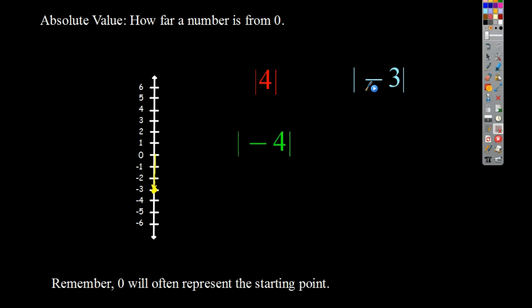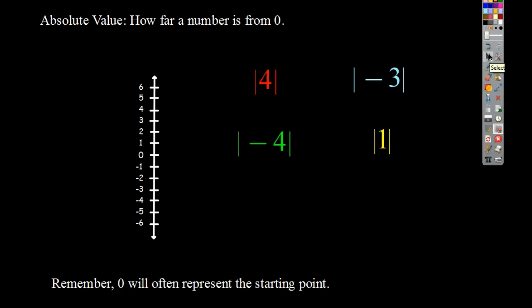Let's try another one. What's the absolute value of 1? Okay, so we're saying I'm 1 away from 0, right? I could be here or I could be here. Okay, and it's the positive. So positive 1 is 1 space away from 0. It just happens to be in the up direction. Okay, hopefully that makes sense.